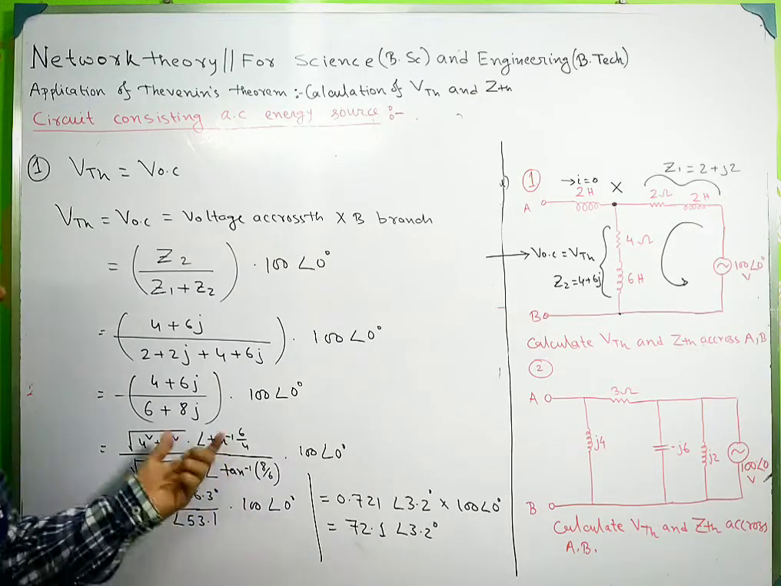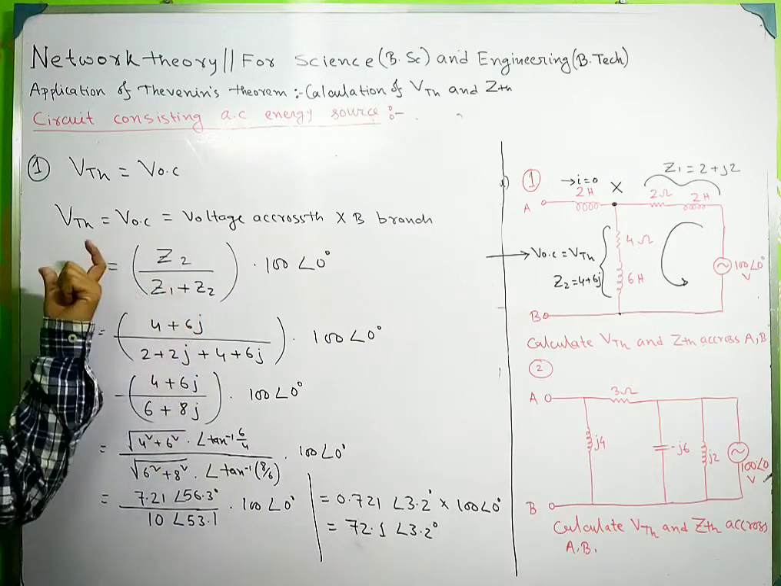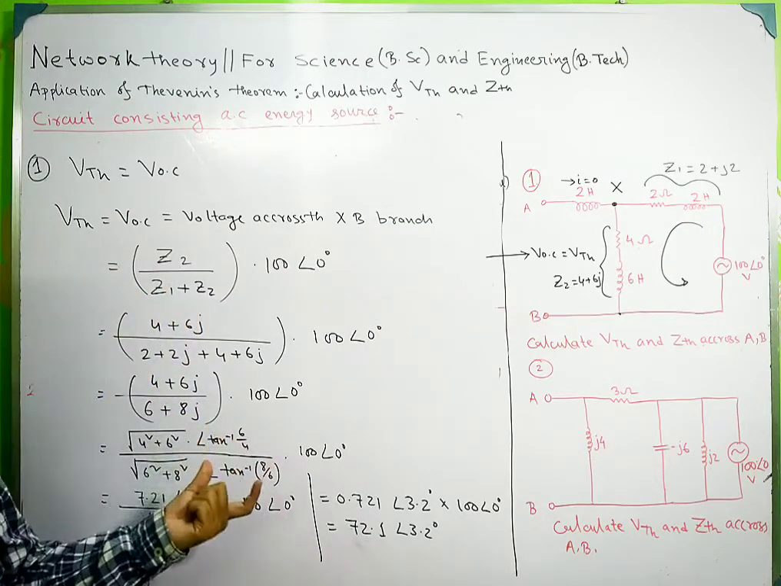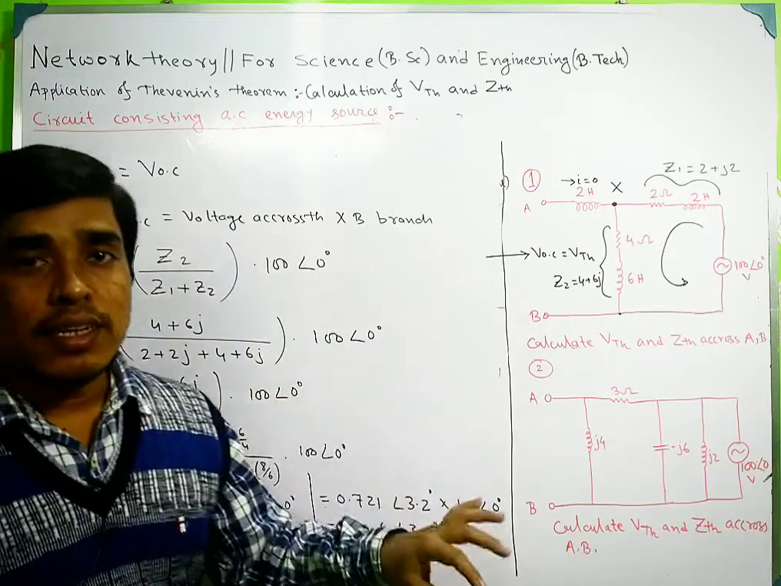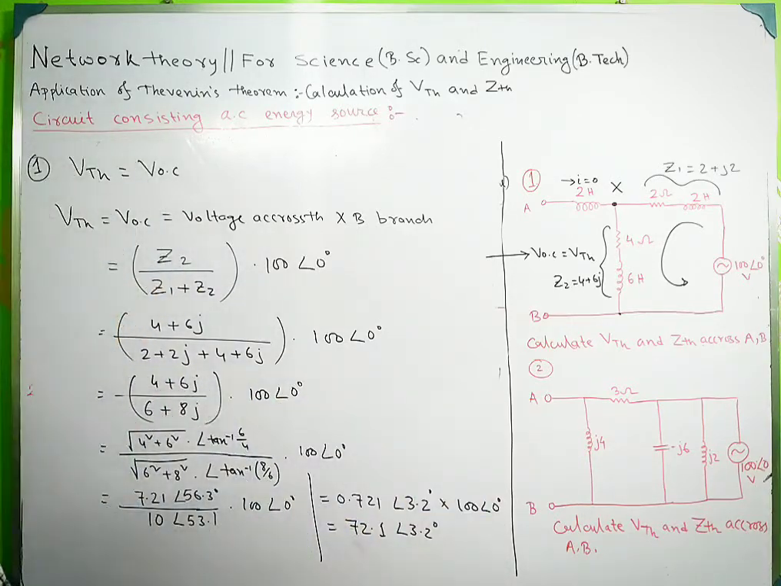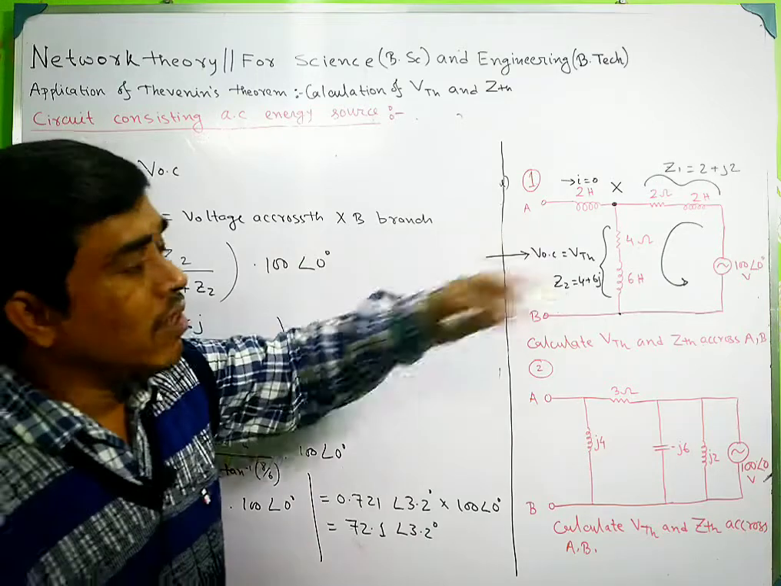So you can calculate this VTH in rectangular form. This is the polar form. You can write it in the trigonometric form. So this is a very easy process. So this is the Thevenin voltage of this network.